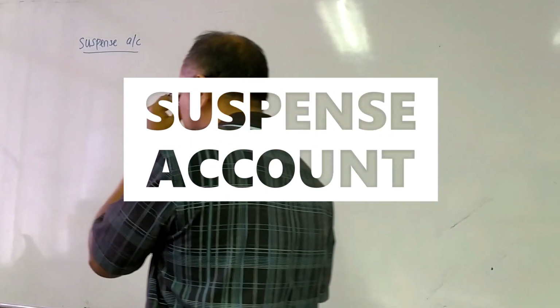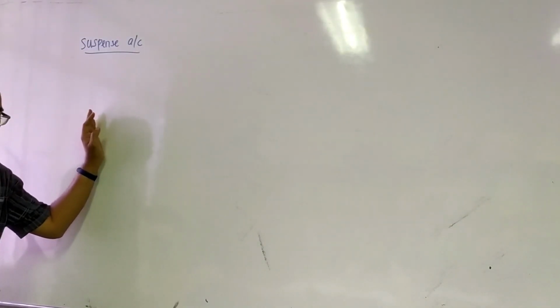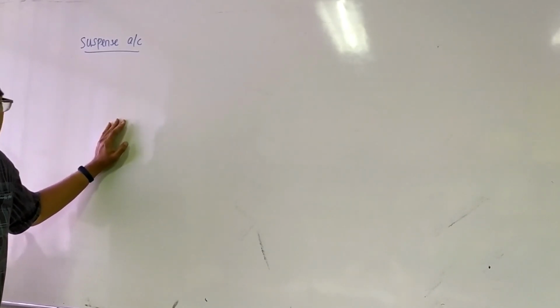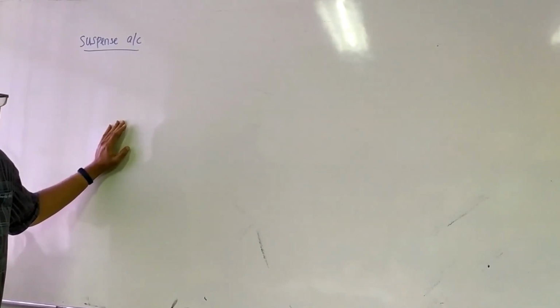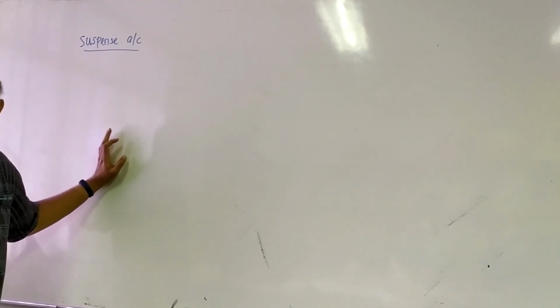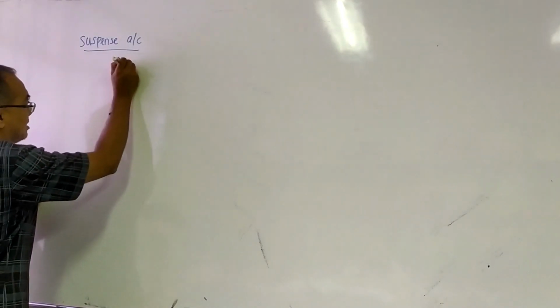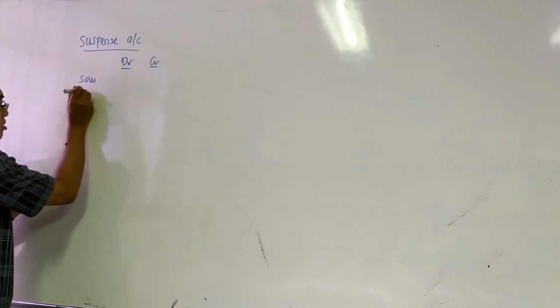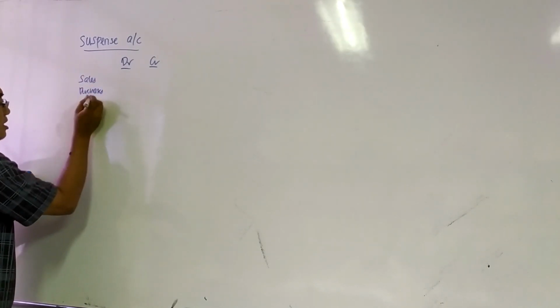Okay, suspense account. A suspense account happens when your trial balance is not balanced. Just now we have learned that we made errors, but the errors you made then didn't affect your trial balance. These errors do affect your trial balance and make it not balanced.